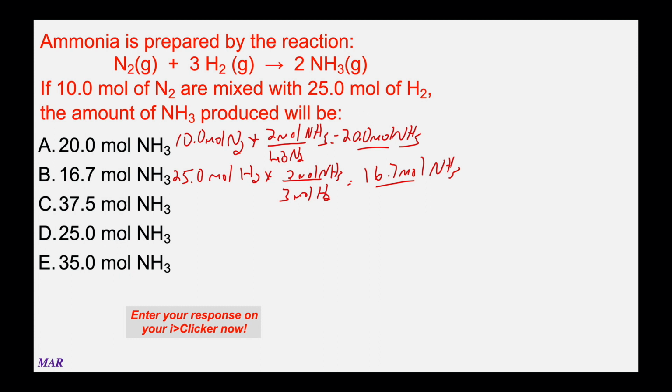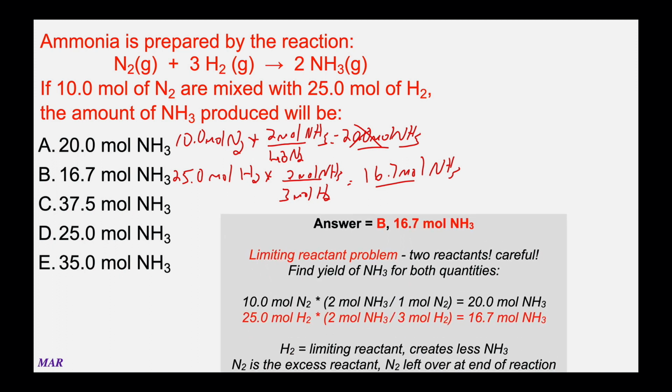And if your boss says, hey, how much ammonia NH3 can we make here? Well, you'd better give him the right amount. And the answer will be the smaller number. So the amount of NH3 that's made is not 20, all right? The hydrogen, the H2, can only produce 16.7 moles of NH3. And this is an example of a limiting reactant problem.